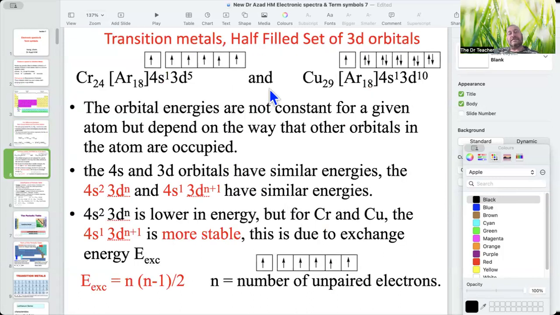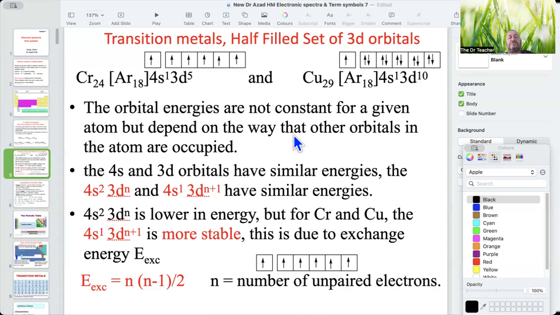Transition metals have a filled set of 3d orbitals. For chromium, 24, we end with 6 electrons singly distributed. Copper 29 has 9 electrons in 3d and 2 in 4s, but the most stable is 4s1 and 3d10, which is more stable.